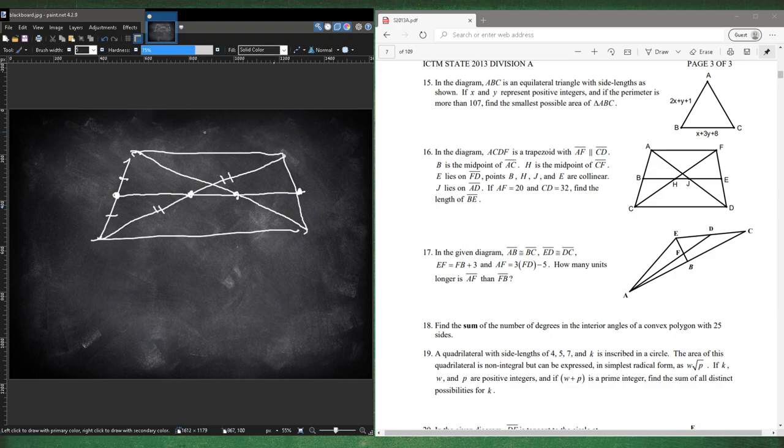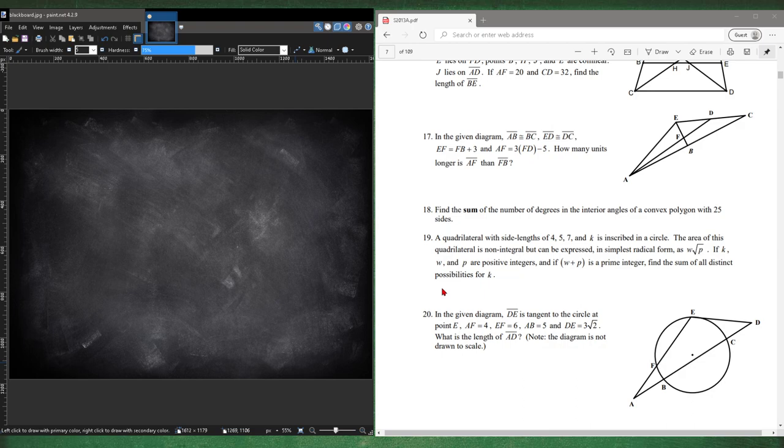So now AF is 20 and CD is 32. And we have to find BE. So since this triangle is halfway of this triangle because of these side lengths, right? That tells us that half of 20 is 10 right here. And it's the same thing here. Since this is halfway of this, half of 32 is 16. So this entire thing is 16. So to get this length, let's just add the two. So that's 26. And that is your answer for number 16. Just that simple.